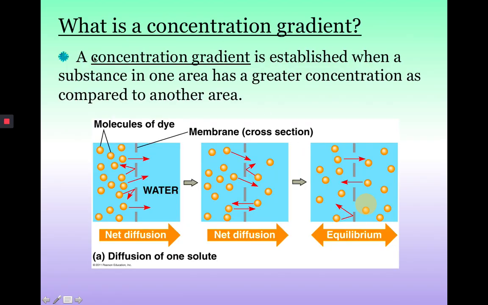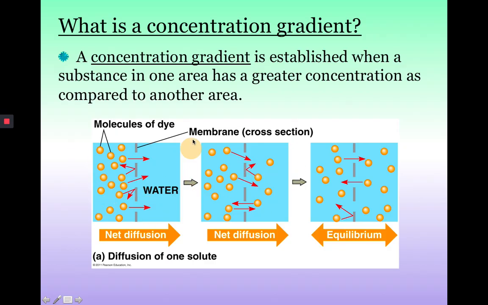Now, typically we will have a membrane with the cells, and that's why we're going to get this difference across the membrane, okay? So a concentration gradient is established when a substance in one area has a greater concentration as compared to another area. So we're looking at left and right. There's a lot of orange on the left, no orange on the right. There's a high concentration on the left, there's a low concentration on the right. Can't get lower than none. So the oranges want to go from the left to the right. Okay, they're going to move down their concentration gradient.